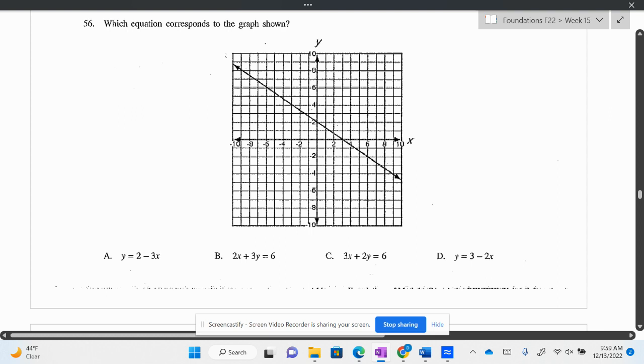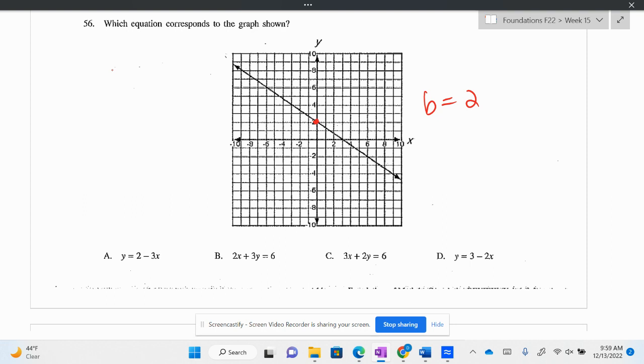Which equation corresponds to the graph? Okay, so this has a y-intercept of 2. It has negative slope. It looks like I go down 2 and over 1, 2, 3. So my slope is negative 2/3. So y equals negative 2/3 x plus 2.